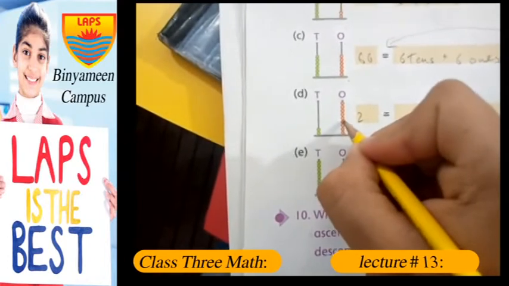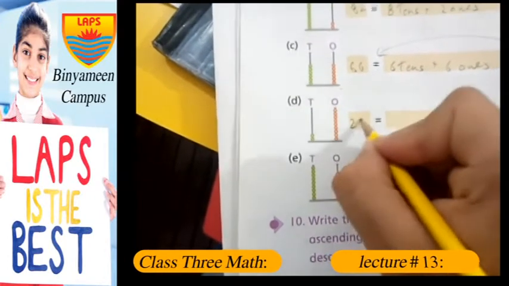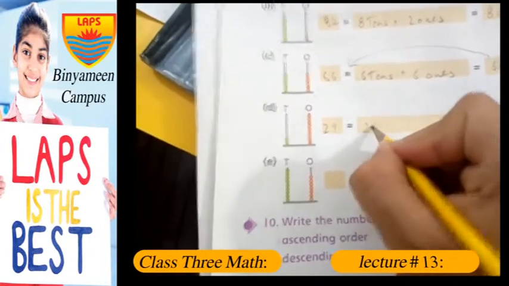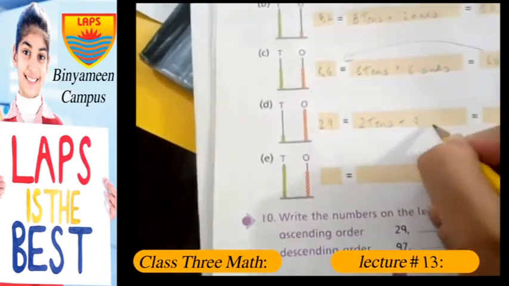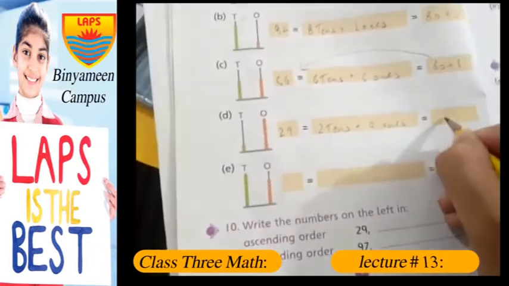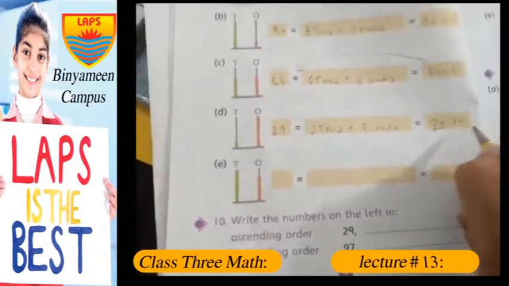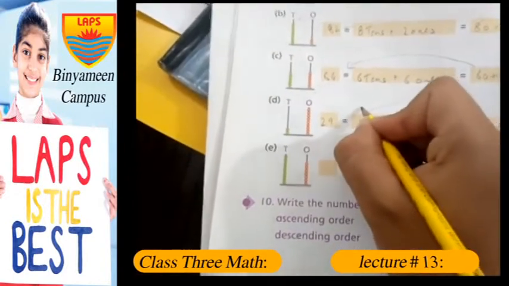And for this one, 1 2 3 4 5 6 7 8 9, so it makes 2 tens plus 9 ones. Sorry, 2 tens makes 20 plus 9 ones, 29.